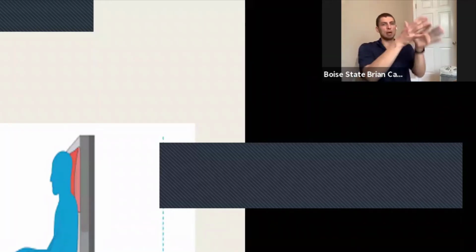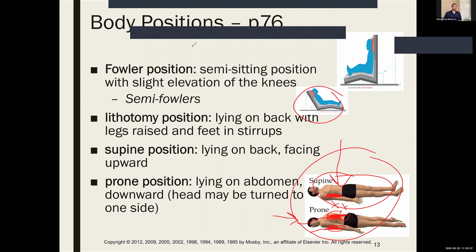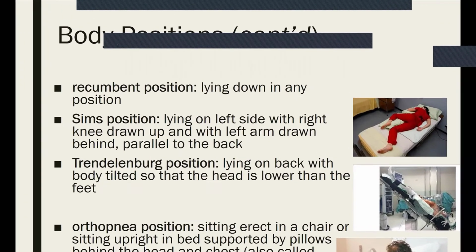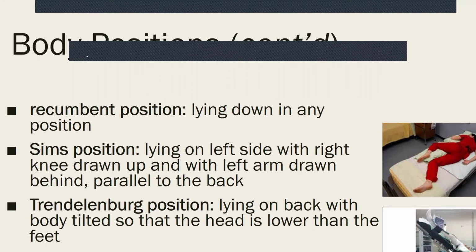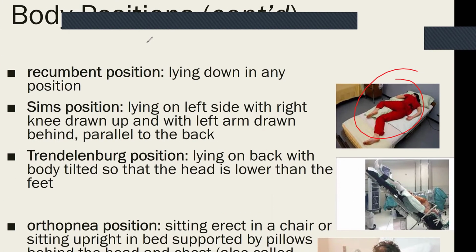And a lot of times then we have to flip them over and prone them in order to be successful with that. A recumbent position would just be lying down. So it's just kind of a catch-all for any time a patient's lying down. It would be opposed to the Fowler's position. They would be recumbent. The Sims position is this gal in red right there laying on the right here. Sort of your typical homicide on the sidewalk chalk outline position.